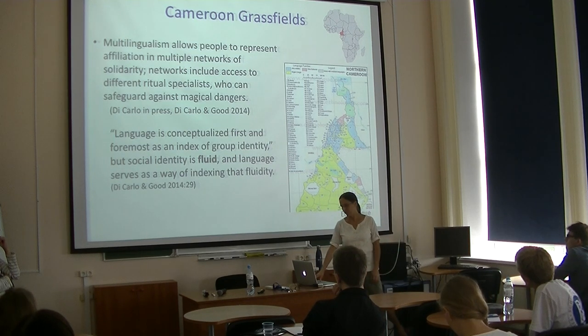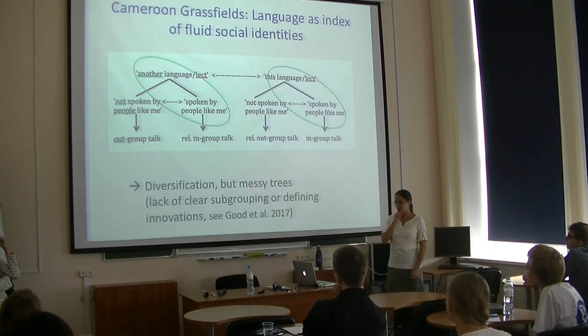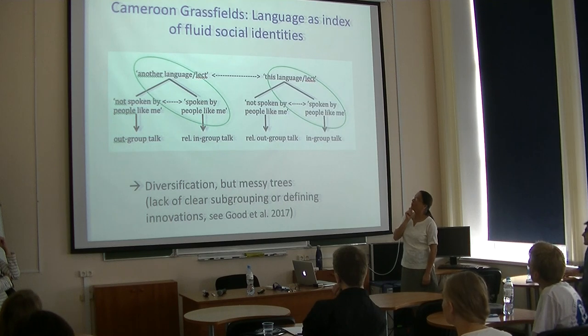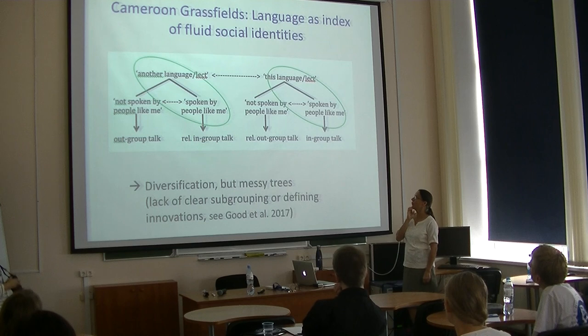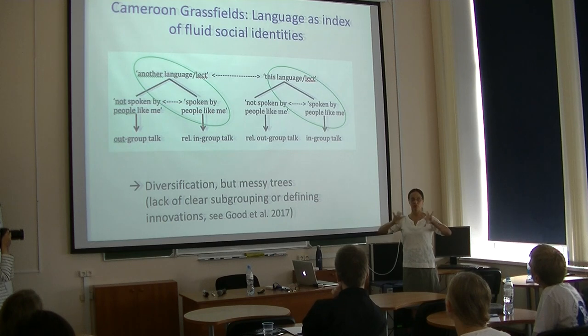So again, attempting to schematize this, maybe one way to think about it in terms of Enfield's diagram is an association between a given language and your social group, but also your social affiliation and another language. So in other words, your social affiliation can be associated with multiple languages.